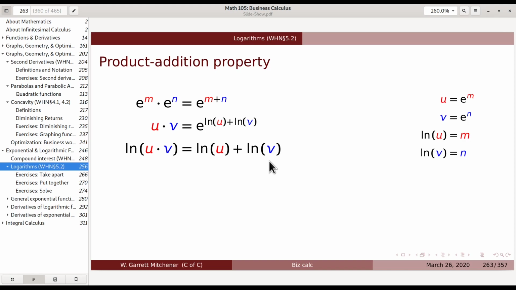Now, it turns out that there was a very clever person way back when who came up with this idea of a physical device that could take advantage of this property. It was a way of accomplishing multiplication by adding lengths.